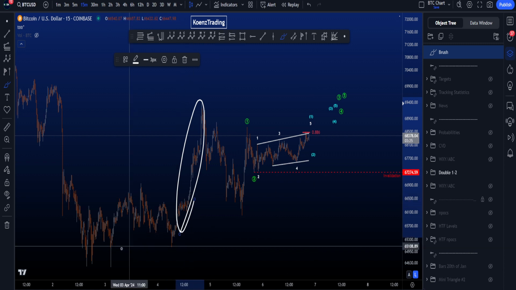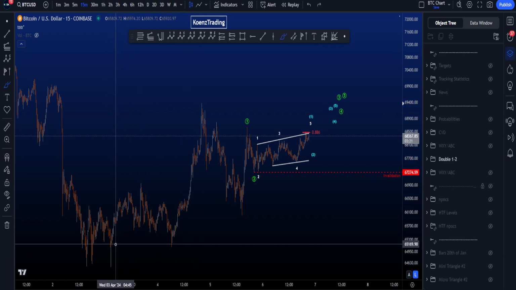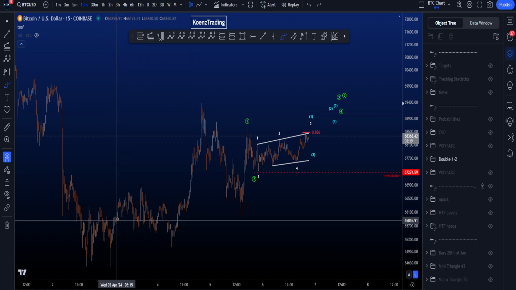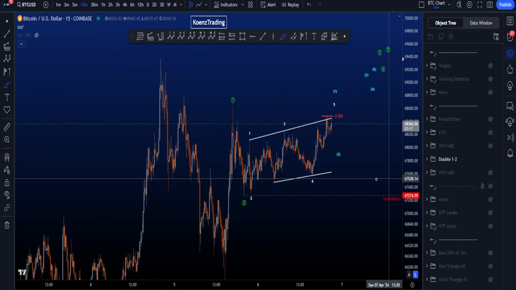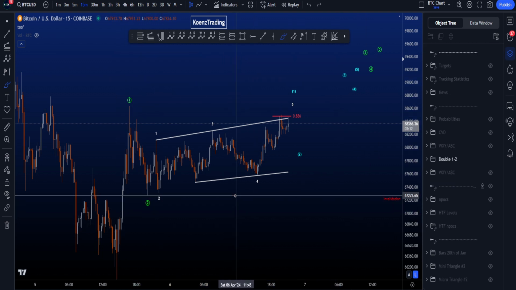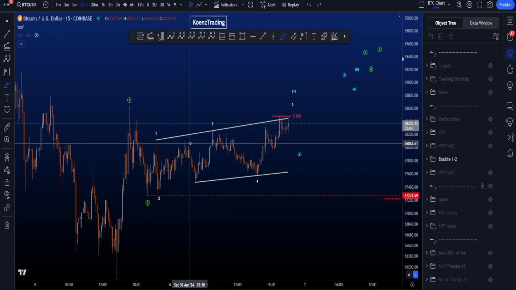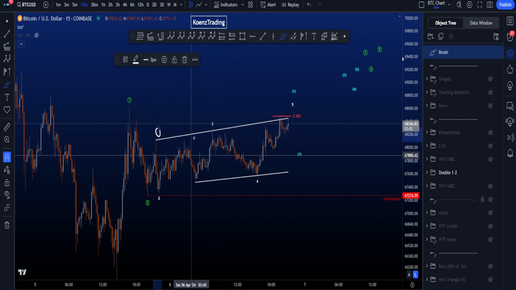Also, if this is a second wave 1 compared to this one, this second wave 1 is a lot longer in price and time compared to the first wave 1, which is also less common. If we then zoom in here and we are looking at this diagonal, then this is an expanding diagonal, which also again is very rare. The most common diagonal structures are contracting diagonals. This is an expanding diagonal, as wave 3 is longer than wave 1.